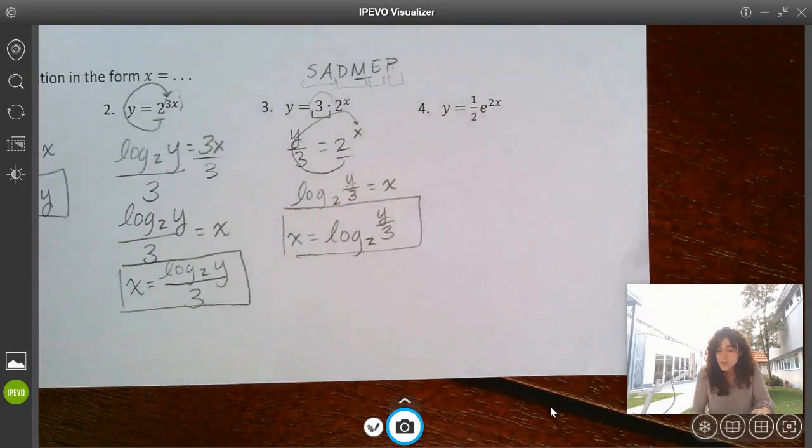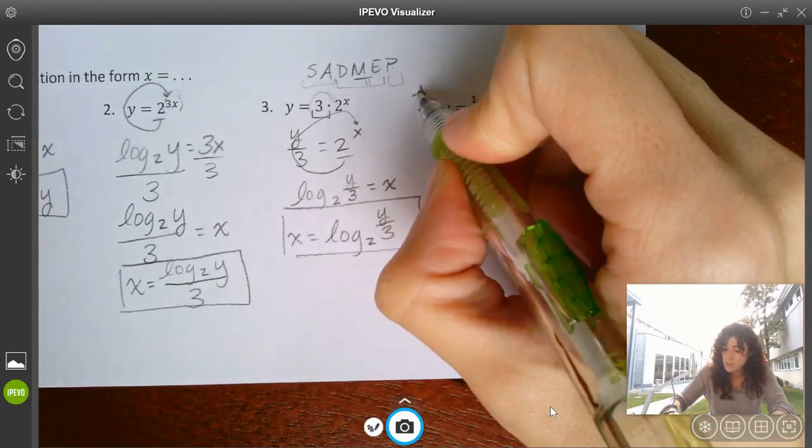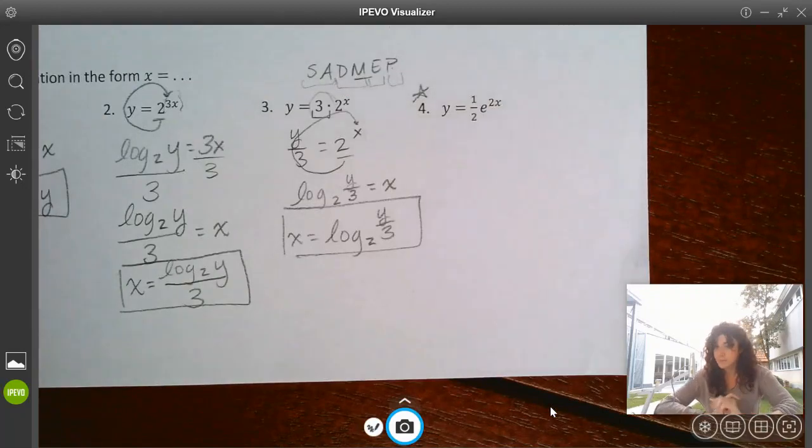I encourage you to stop here. I won't have you type it out because typing logarithms on PlayPosit is difficult. But I will have you just try this on your own and double check.